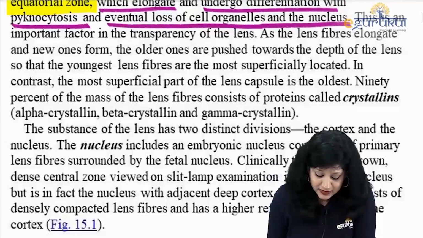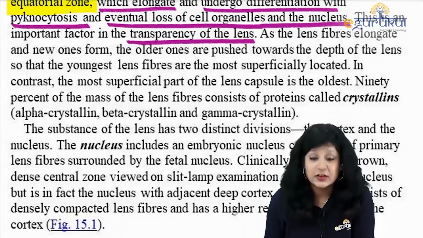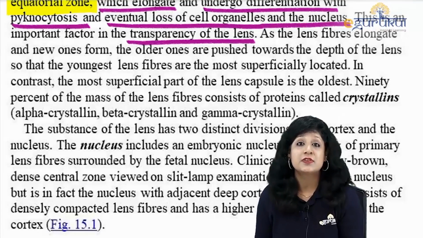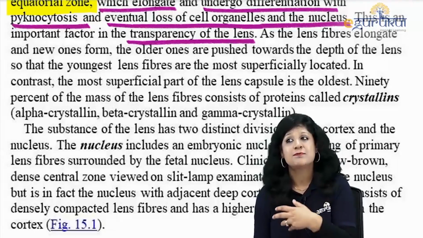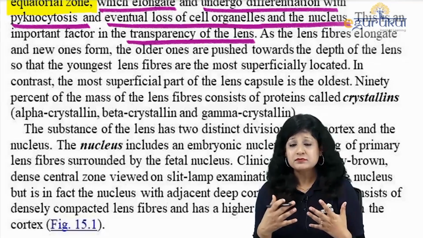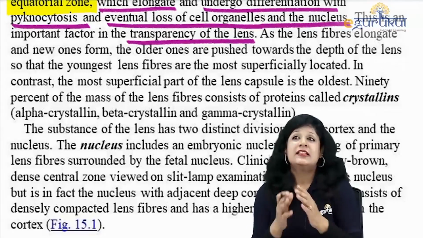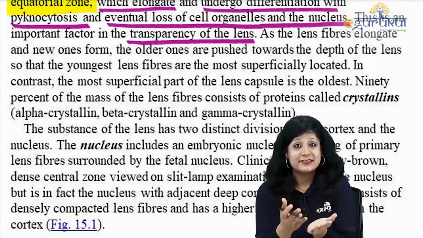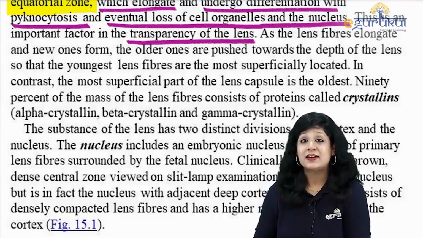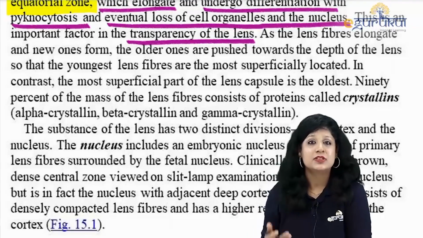This is an important factor in the transparency of the lens. So we have so many factors which are responsible for the transparency of the lens, because transparency is important for maintaining the physiology. I think the whole physiology of the lens depends upon its transparency, and loss of transparency is a cataract, and that is the whole idea of reading about the lens.